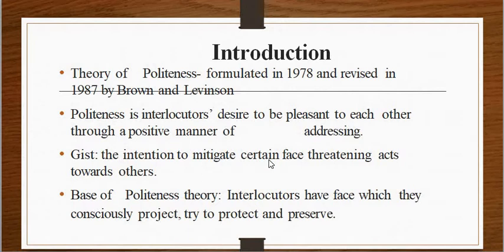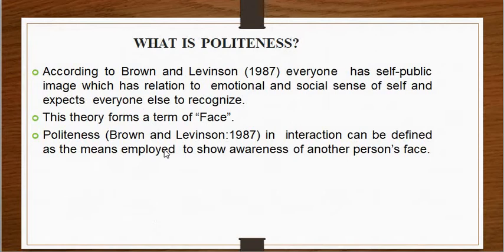So the theory of politeness is based on the idea that interlocutors have a face which they consciously project in front of others, and they try to protect and preserve their face. Face here doesn't mean your actual face. Here face means the self-identity, the self-projection, the self-image of speaker and listener. So all these points and terms I'll explain one by one in this lecture. So let me tell you what is politeness.